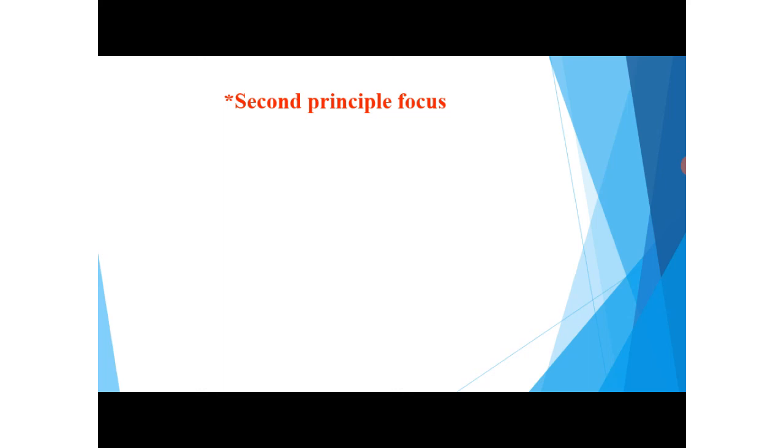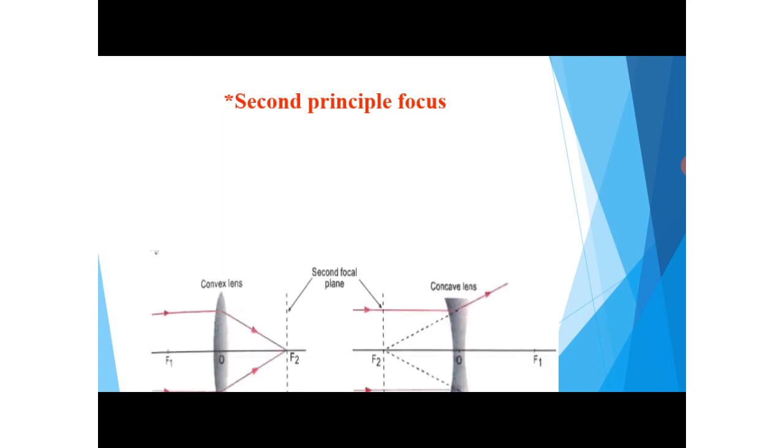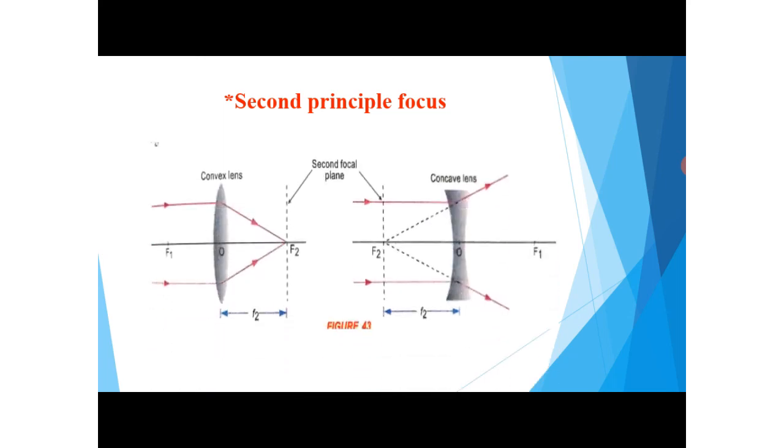And next is the second principal focus. Now what is the second principal focus? As we know that both the faces are transparent, so both the faces have a focal length. So one is the first principal focus and the second one is the second principal focus. As we can see from the figure, the light rays are coming parallel from the left and they are meeting at a point that is F2.